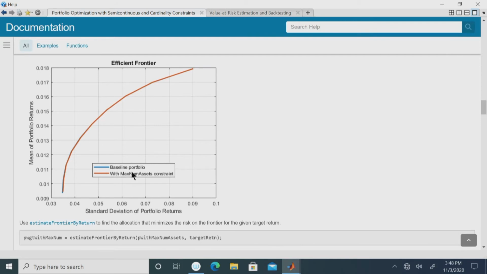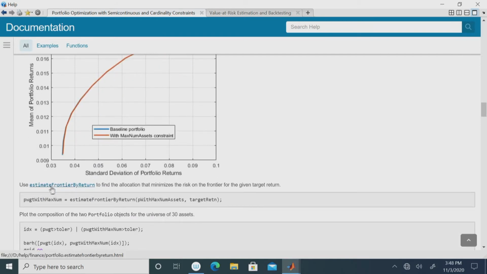So, now what you do is that once we have this, we now use the command estimate frontier by return, and the goal of this is to find an optimal allocation which accomplishes the goal of minimizing the risk on the frontier for a given target return.